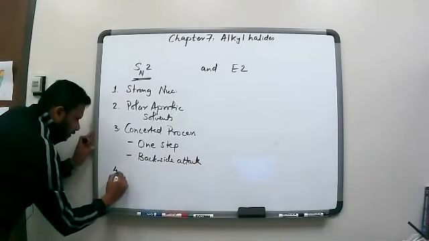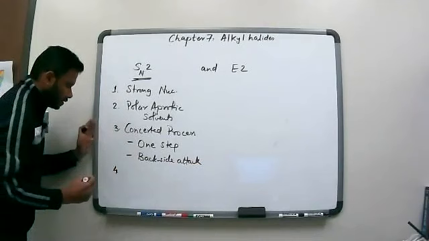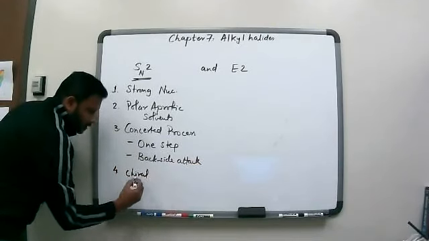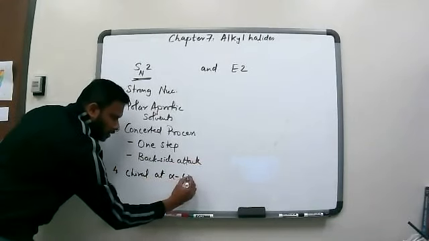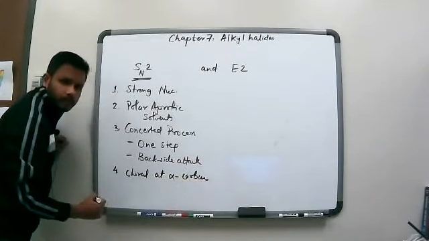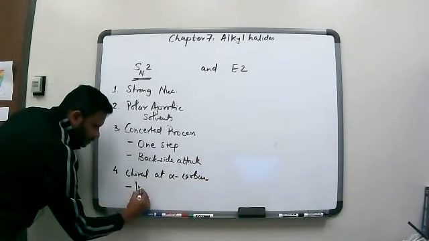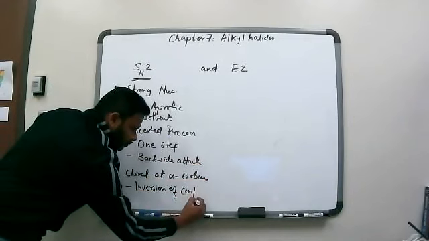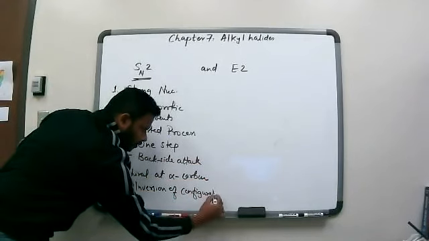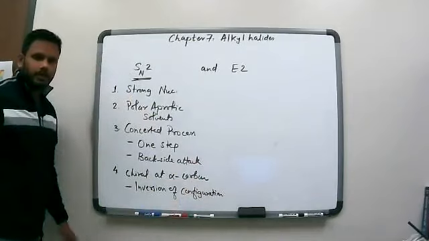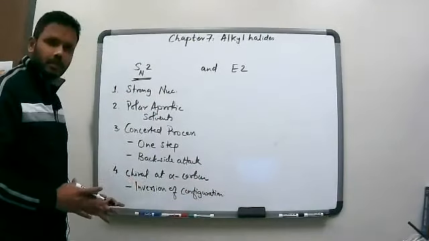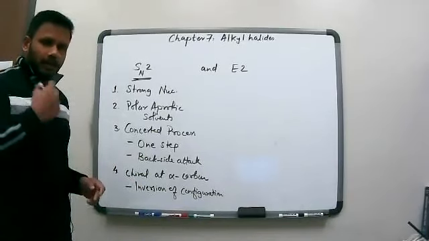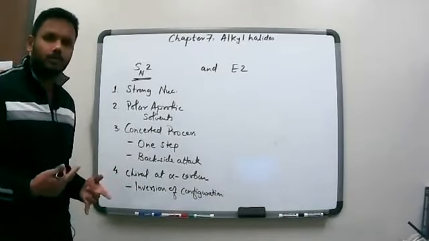For chiral alkyl halides, okay, when the alkyl halide is chiral at the alpha carbon, the reaction proceeds with an inversion of configuration. Okay, so I think these are some of the salient features of SN2, because when you think about SN2, I think these things should come to mind.